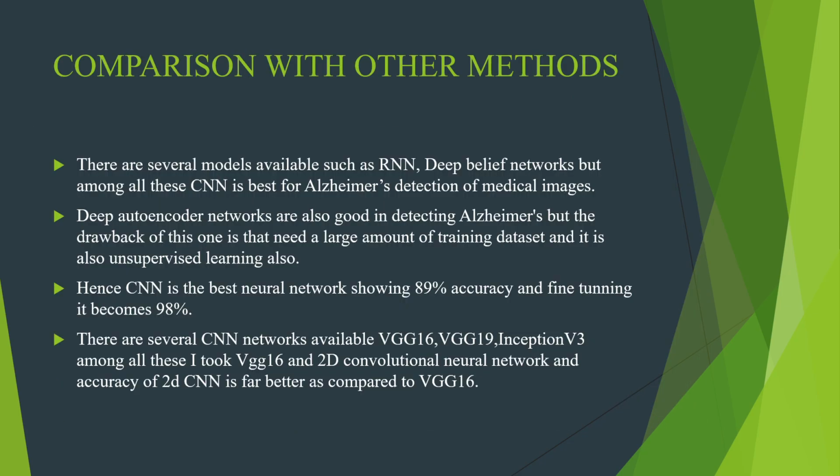Then comparison with other models. There are several models available such as RNN and Deep Belief Network, but among all these, CNN is the best for Alzheimer's detection from medical images. I actually tried VGG16, VGG19, Inception V3, and ResNet50, but all these gave very low accuracy, like 50, 60 percent. But with the convolutional neural network, I got accuracy above 90%, without much overfitting while getting this accuracy.